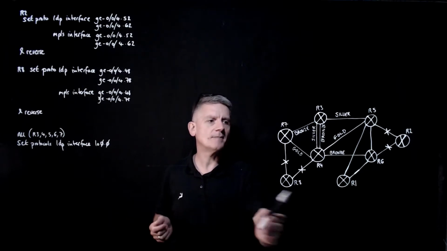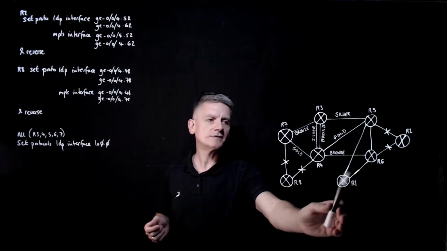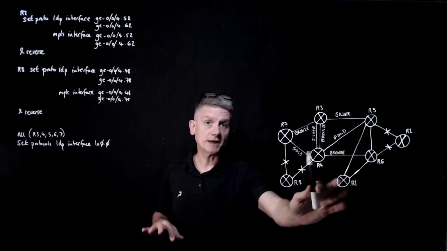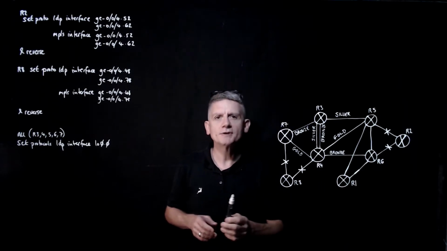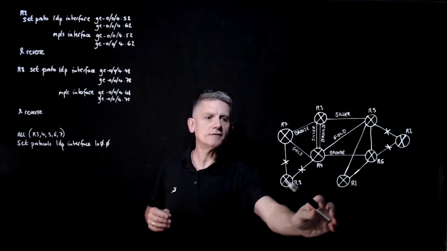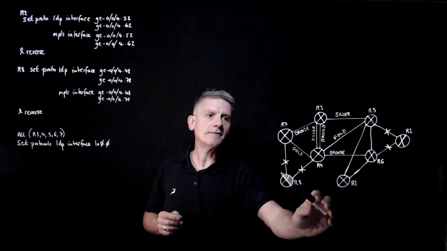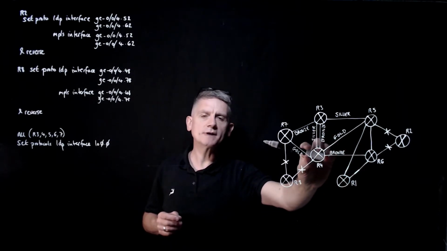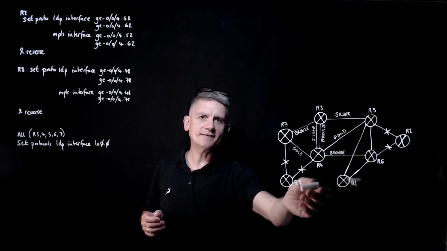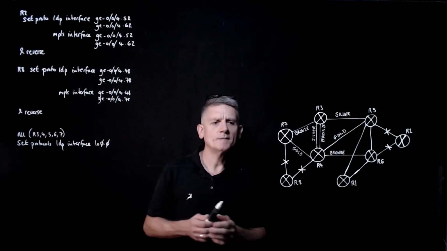We also need to remember that router 1 is out of the TED database because it's running OSPF. And so what we're doing here is we've been asked to make sure that router 8 and router 2, which are only running LDP, can have a full mesh of connections with all the other routers except for router 1. So that's what we've been asked to do.